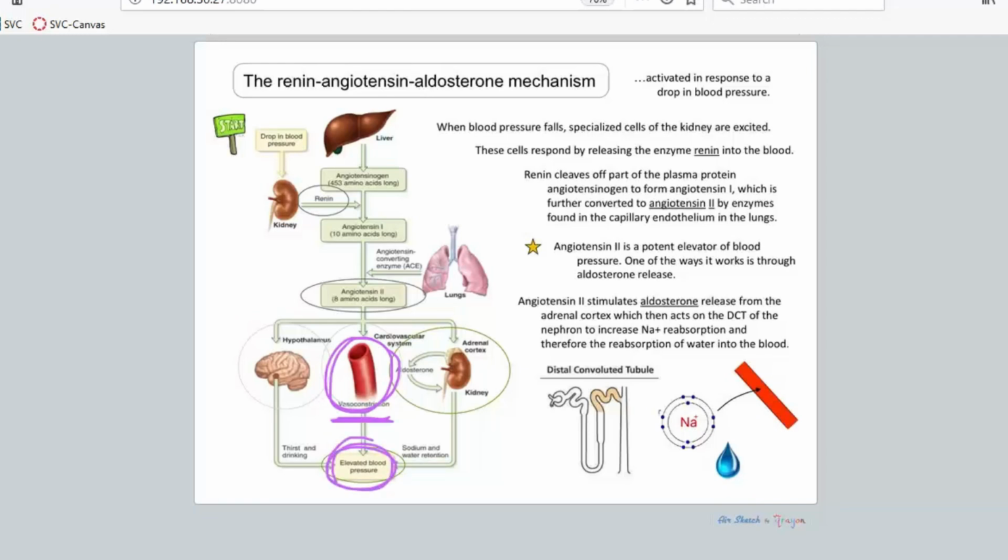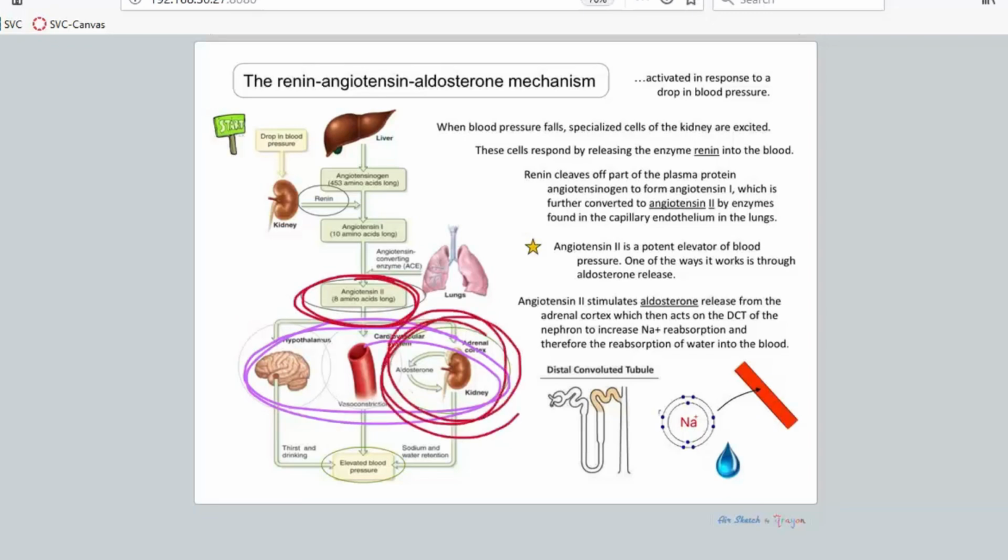The final thing that angiotensin 2 does is it goes up to the brain, and it works on the hypothalamus. And when it binds to receptors on the hypothalamus, we get a sensation of thirst. And so we seek out water. And if we seek out water and we drink water, then that water moves from the GI tract into the blood, and that increases blood pressure. So these are 3 ways to increase blood pressure, and they're all regulated by angiotensin 2. And aldosterone is one of the mechanisms that we do that.